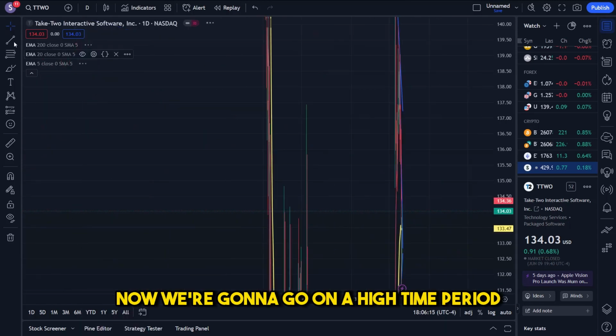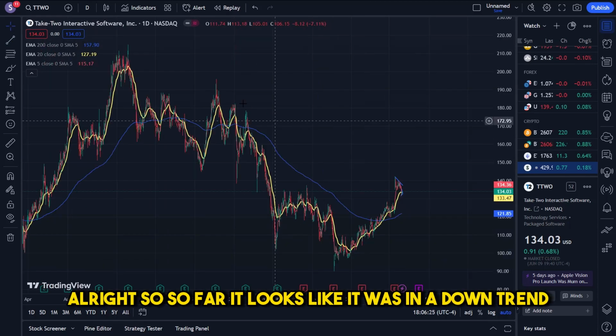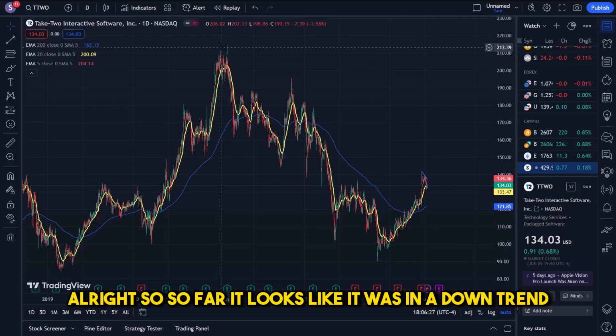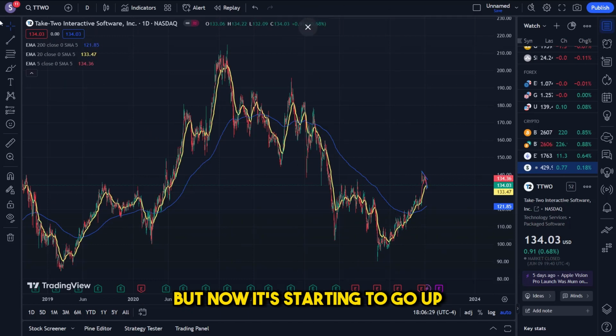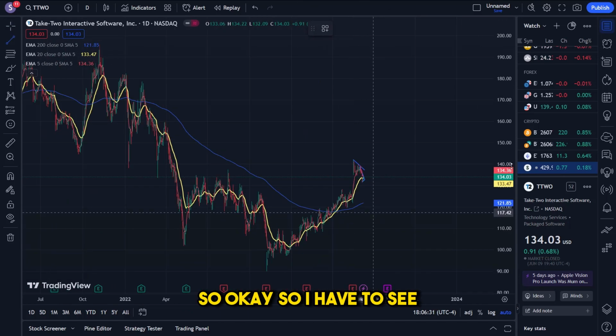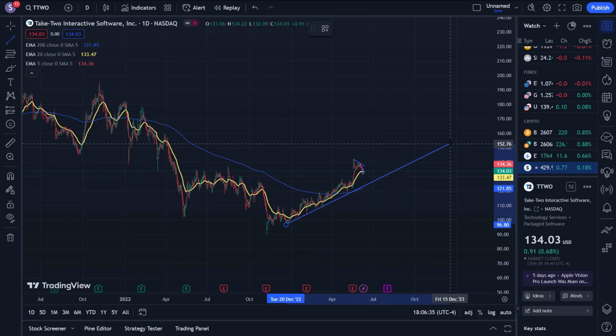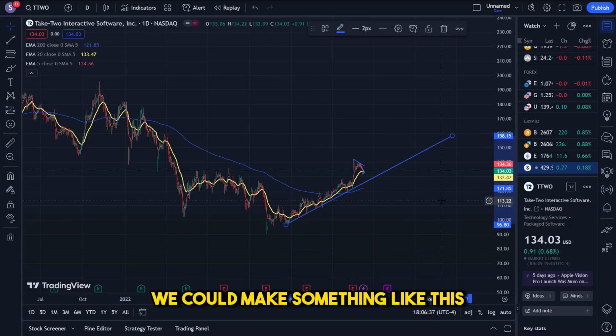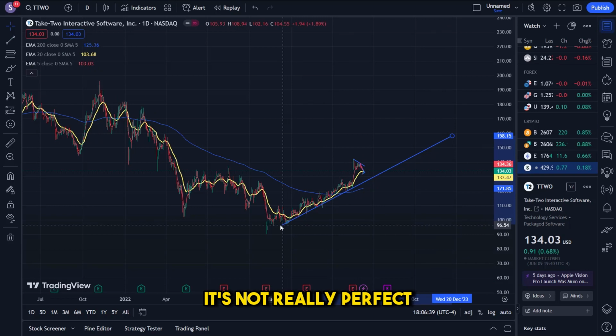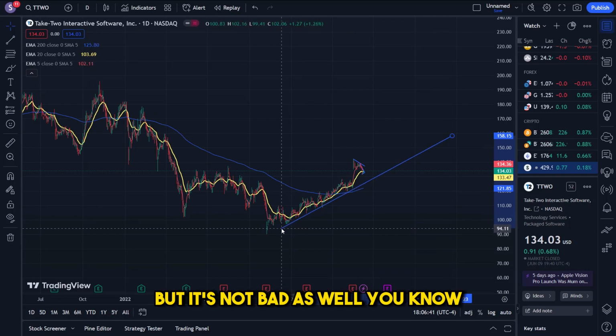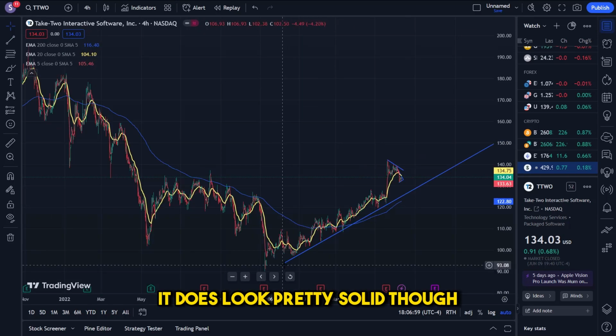Now we're gonna go on a higher time frame, like the 1 day chart. Alright, so far it looks like it was in a downtrend, but now it's starting to go up. So I have to see what kind of trend lines we can make here. We could make something like this. It's not really perfect, but it's not bad either, you know. It does look pretty solid though.